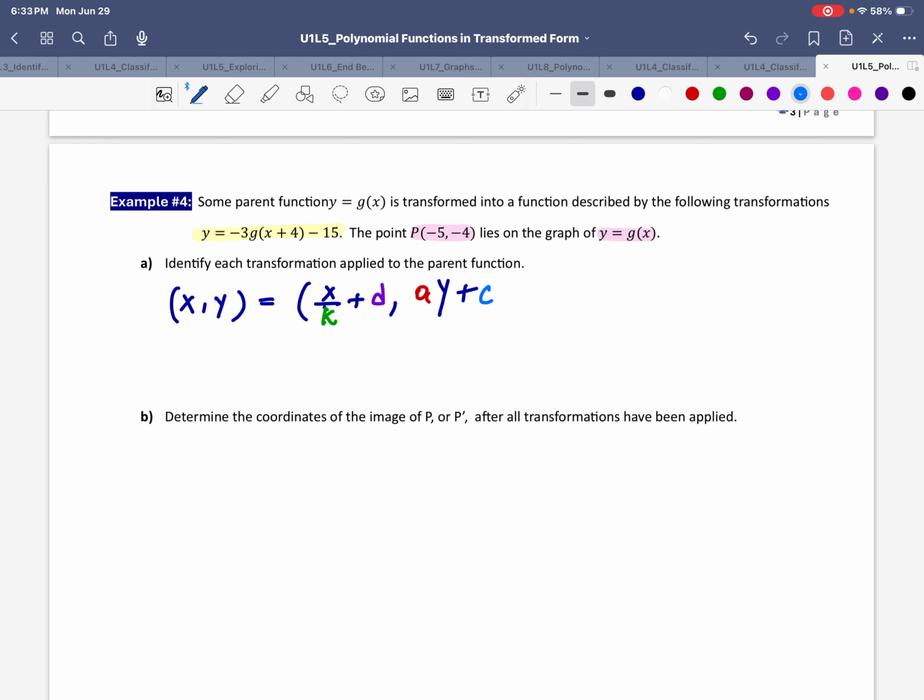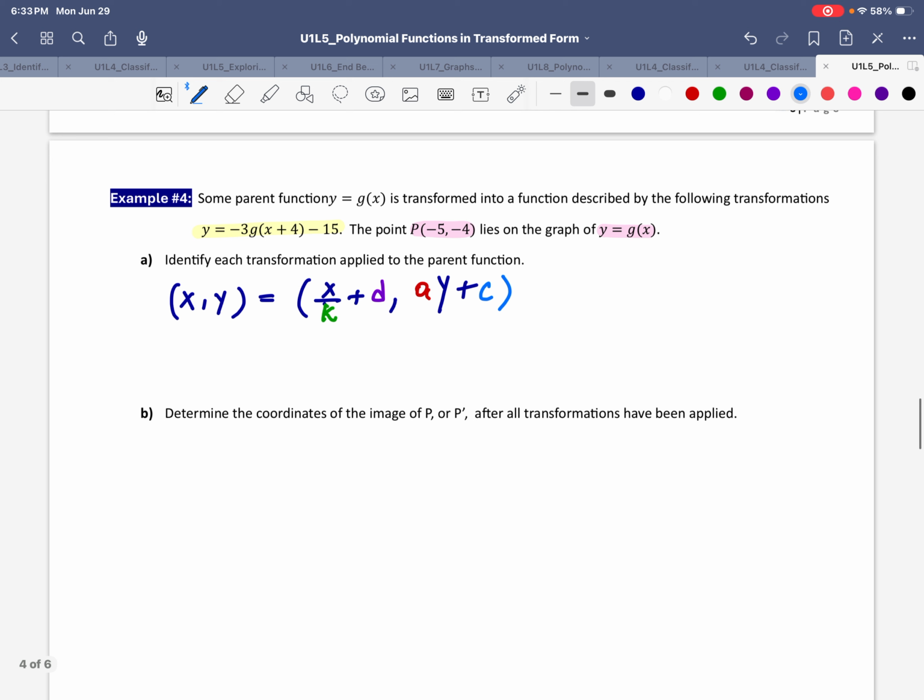And we'll identify all the coefficients. So we have the coefficient a, in our case, equal to -3. We have coefficient k equal to 1. There is no coefficient in front of x. Now you see that here we have added a 4 to x, which means that we must have subtracted a negative, which will make the coefficient d -4. And lastly, we have coefficient c equal to -15.